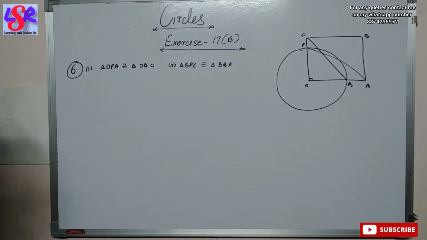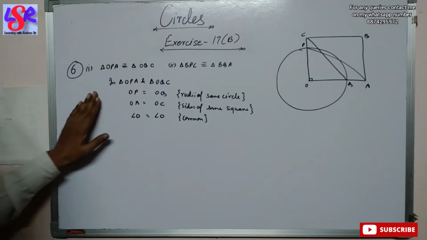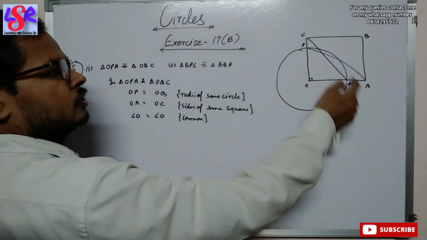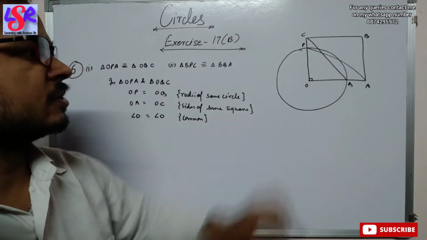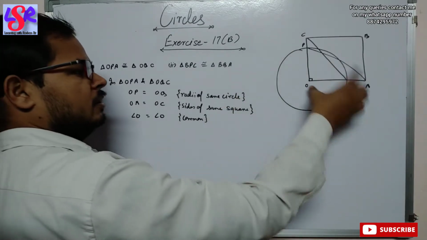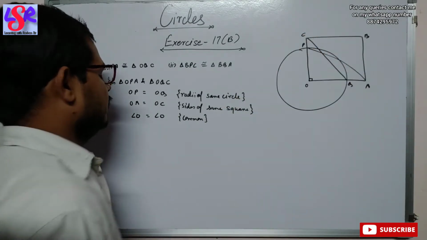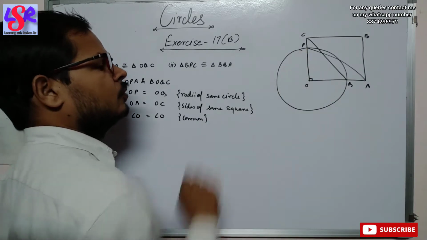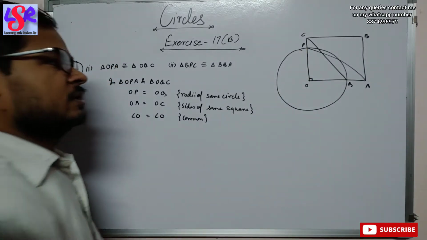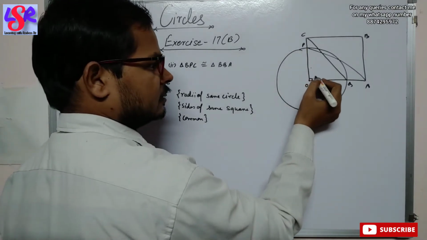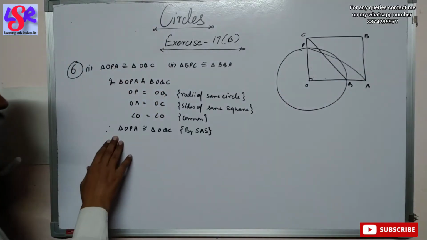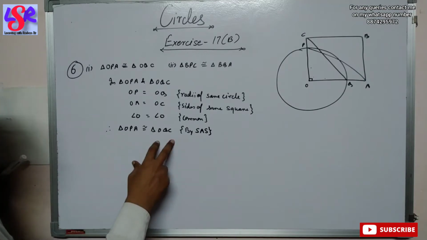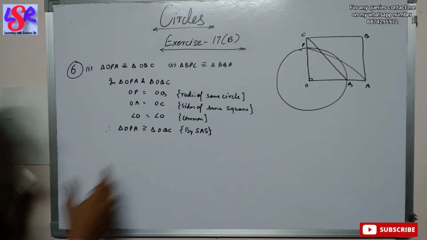Now let's take the triangle OPA and triangle OQC. Here in triangle OPA and triangle OQC, we have OP equals OQ as these two are the radius of the same circle. Then OA equals OC as the sides of the square, and this angle O is common in both of the triangles. To prove these triangles congruent, we have used this side, this angle and this side. So it is SAS. Therefore triangle OPA is congruent to triangle OQC by SAS. And this is our first part.